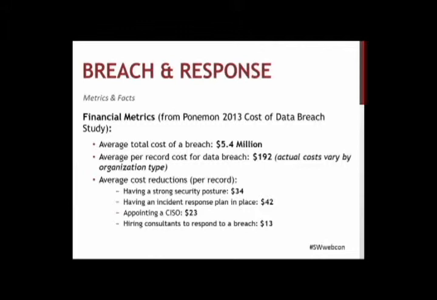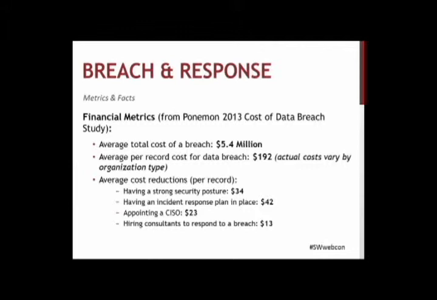And so Ponemon put out a really good study, the 2013 cost of data breach study. They were looking at breaches of 100,000 or fewer records, which was their sweet spot to measure. They found that the average total cost of a breach was around $5.4 million, and that the average per record cost, averaged over the years they analyzed, was about $192. That's per record breached. So if you had a breach of 100,000 records, you do the math.